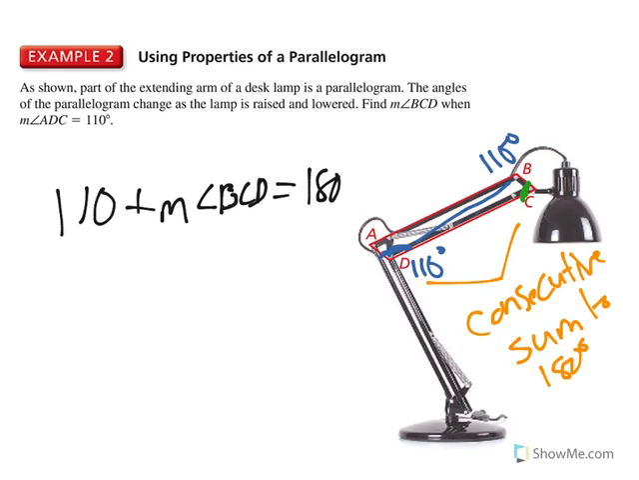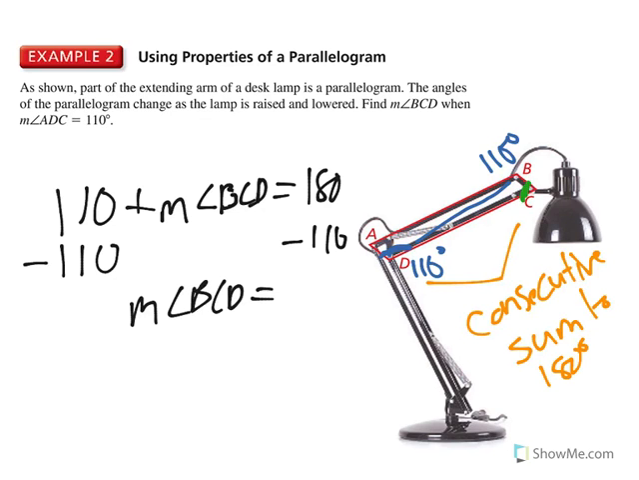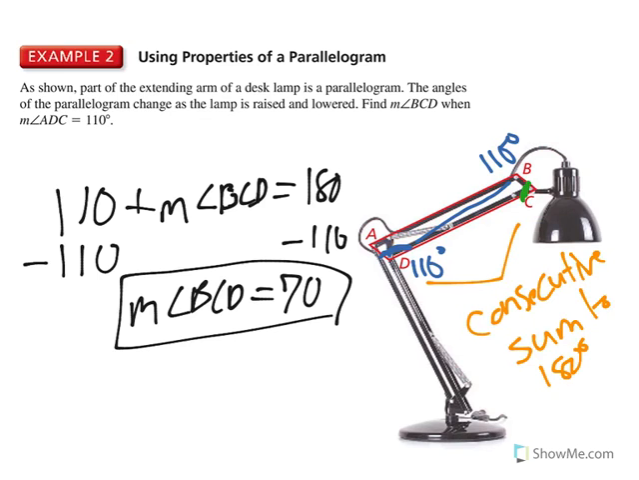So then all I have to do is solve, so I would subtract 110 from each side. So I get the measure of BCD is equal to 70. And so that would be my answer. If they had asked me for BAD, it also would have been 70 degrees. And again, like we said earlier, the opposite angle of ADC, of ABC, would have been 110.